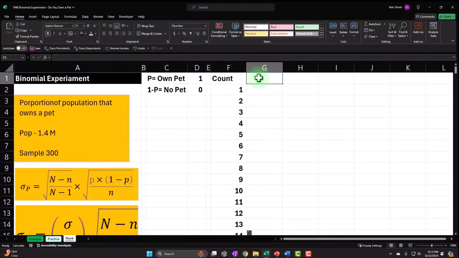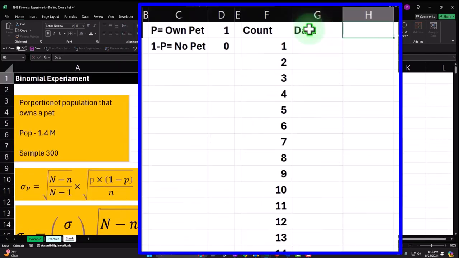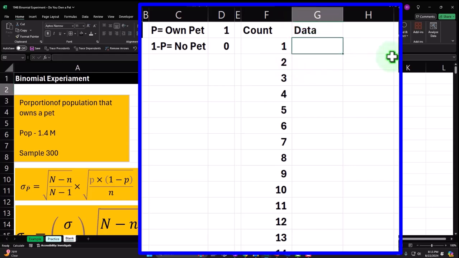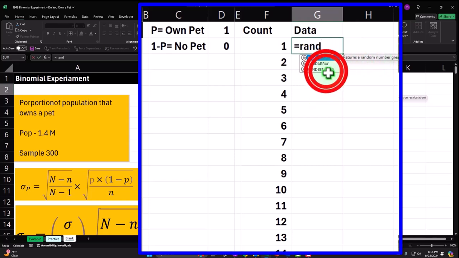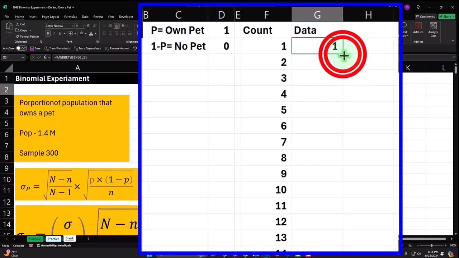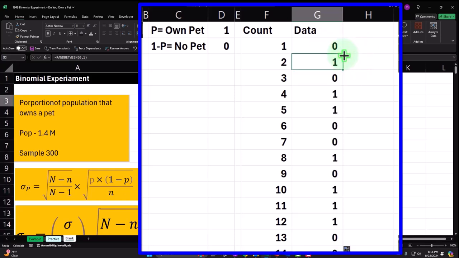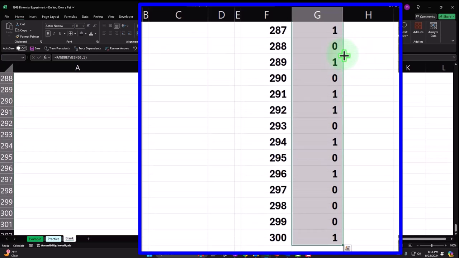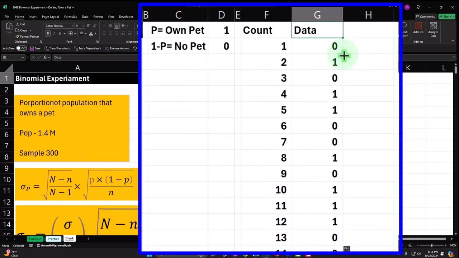And then this is going to be the data, and we'll put a random number generation: equals RANDBETWEEN. The bottom number is going to be 0 and the top number is going to be 1. Close it up. There's our binomial distribution. Put our cursor back on it, double click the fill handle, taking it down. Control Shift Down to double check that it went to 300. It did. Control Up to go back up.